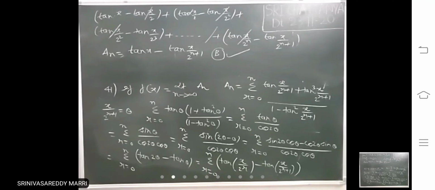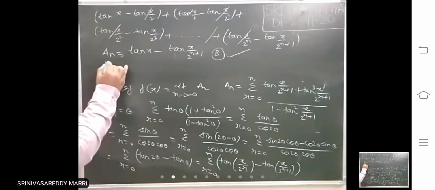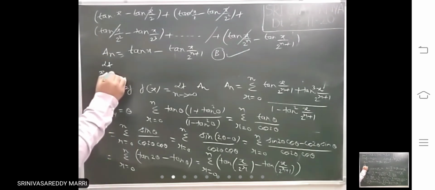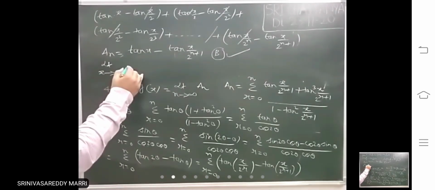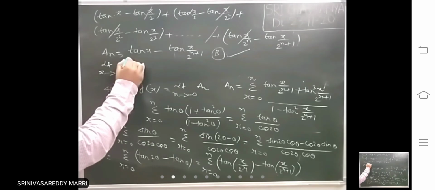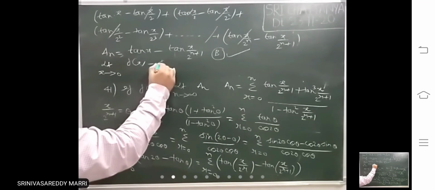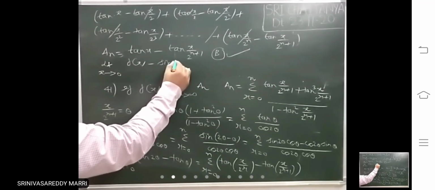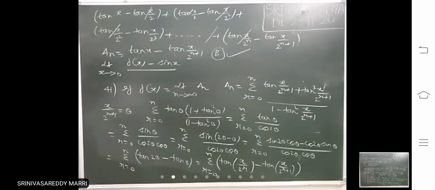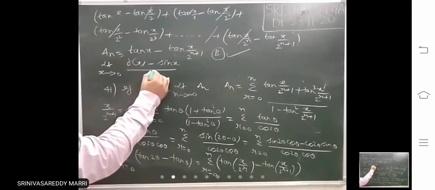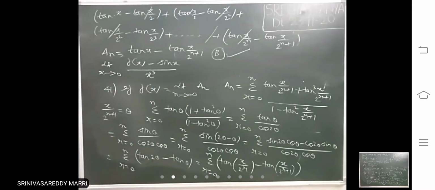Now he is asking limit x tends to 0. If you look at options C and D, you have to calculate limit x tends to 0 of f of x minus sin x divided by x cube. Look at this one. This limit you have to calculate.